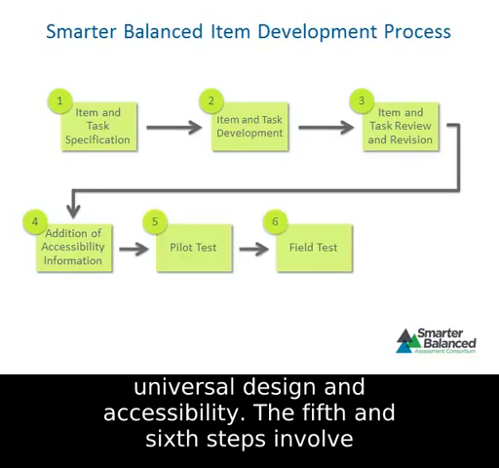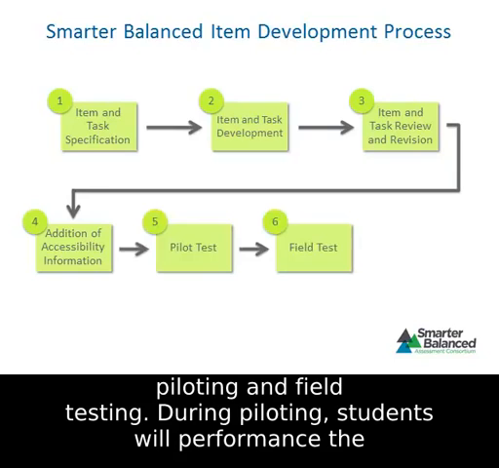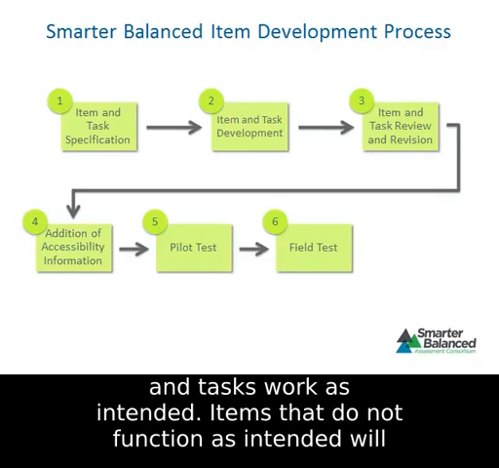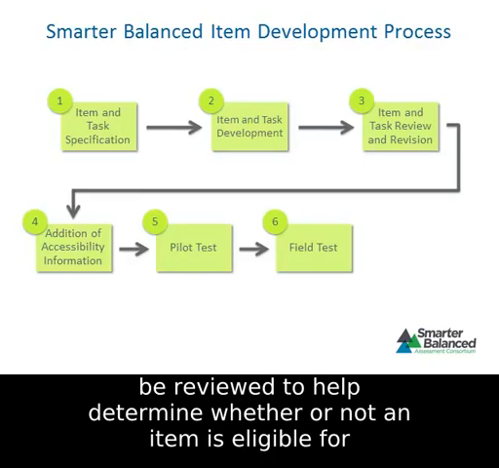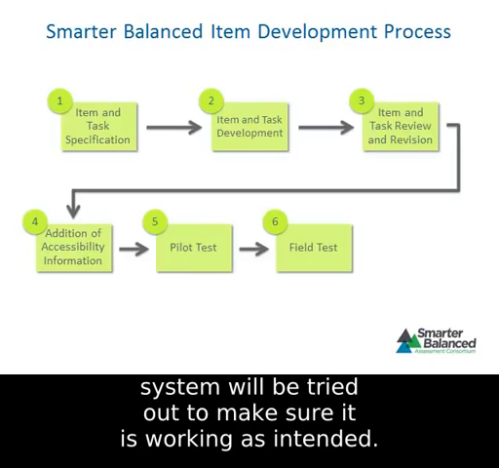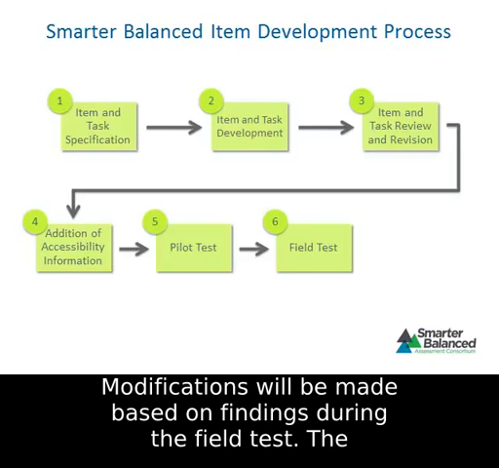The fifth and sixth steps involve piloting and field testing. During piloting, students will perform the items and tasks, and the results will be analyzed to be sure that the items and tasks work as intended. Items that do not function as intended will be reviewed to help determine whether or not an item is eligible for future use and revised as needed. During field testing, the assessment system will be tried out to make sure it is working as intended. Modifications will be made based on findings during the field test.